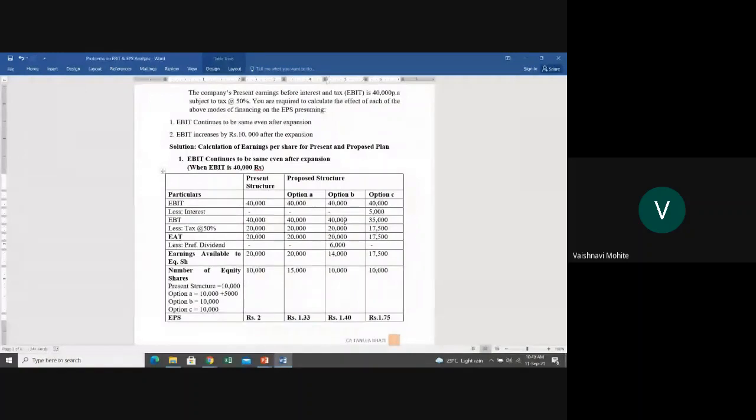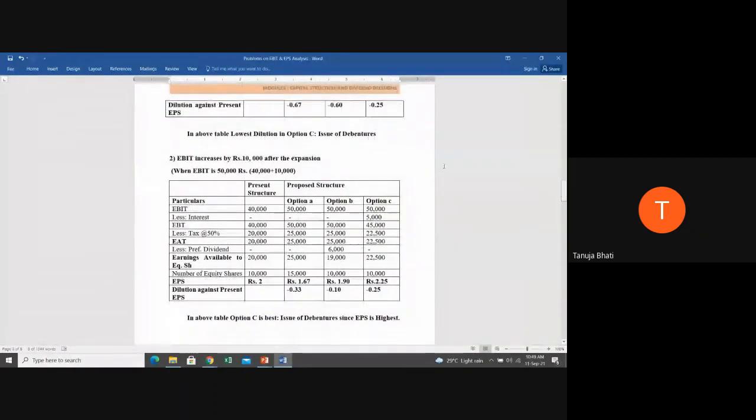Yes, ma'am. Okay. Now what they're telling is, EBIT increases by rupees 10,000 after expansion. So the present structure will be 40,000, but after expansion their EBIT is increasing by 10,000. See here students, when EBIT is increasing by 10,000, you have to add 10,000 to 40,000. That is 50,000 will be your EBIT for option A, B and C.